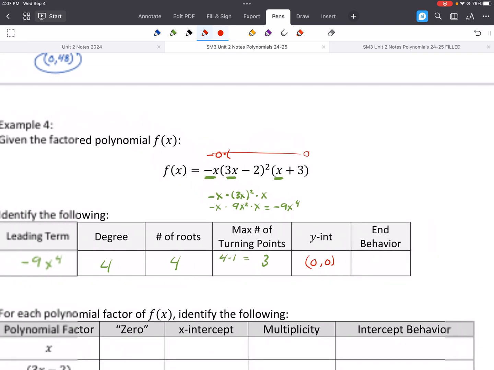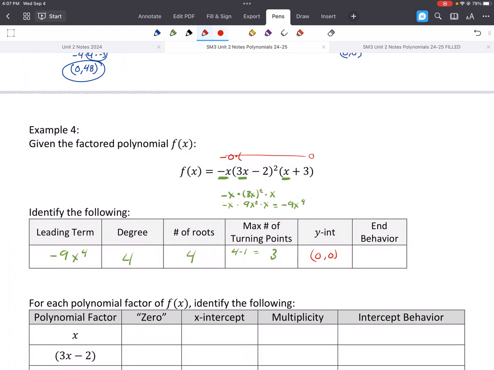And then let's talk about end behavior. So since we have a negative, and then we have an even degree, so that's going to be kind of like a quadratic. So it's going to be facing down.